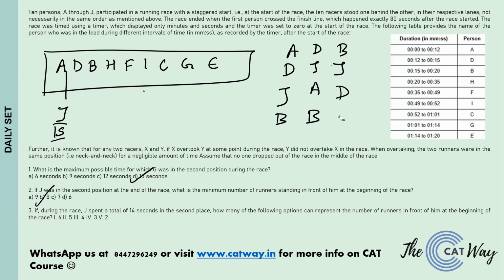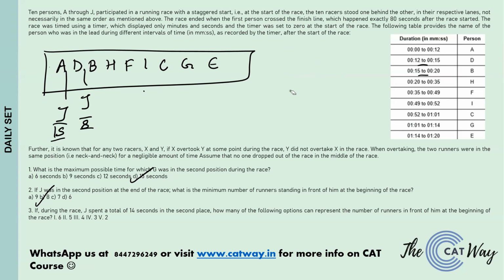And whoever is going to come. So for these two places, that is for these 3 seconds and these 5 seconds, that is total 8 seconds J could have been there in the second place. So when J is in the third place, it is only going to be there for 8 seconds.